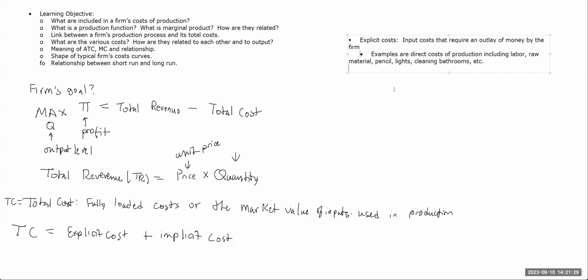Explicit costs are input costs that require spending of money. These are any costs you could think of where we have to write a check or pay with a credit card or with hard-earned cash. That's explicit costs. When you go to Home Depot and buy some wood, explicit costs. When you go to Staples to buy some pens and paper, explicit costs. You have to pay someone to clean the bathroom, explicit costs. Okay, that makes sense. What are implicit costs?